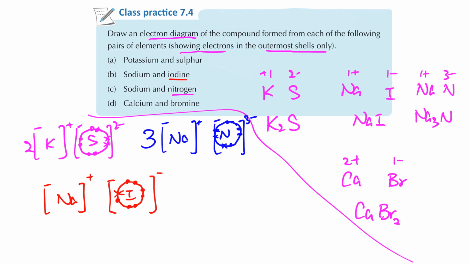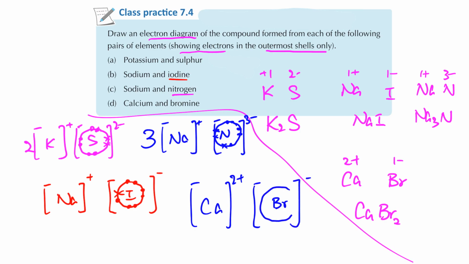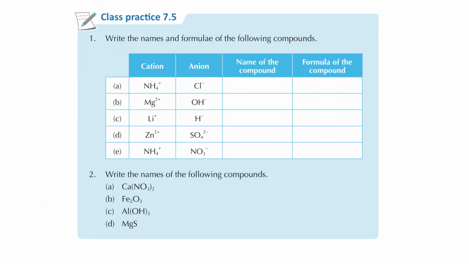Last one is calcium bromide. So calcium will be 2 plus. Bromide is one of the members of the halogens, so 1 negative, and then the rest will be dots. So for these 2, write 2 in front of it. Okay, that will be what you have to do.